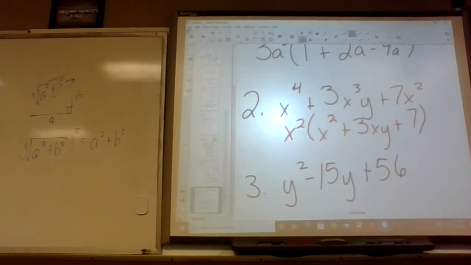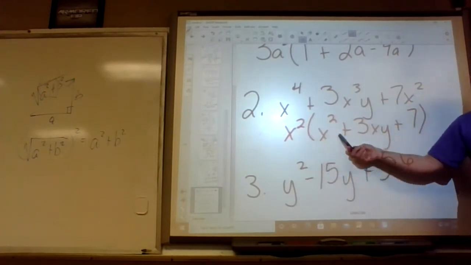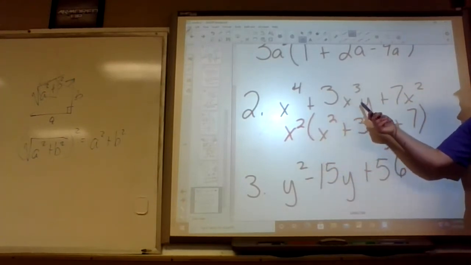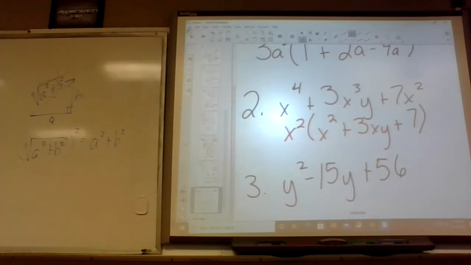You can't take y out. It's got to go into all of them. What would happen if I multiplied x squared back out on this? It would go back to that, or at least hopefully, if you did it right. Is that how you would check? Yeah, you could check it like that.